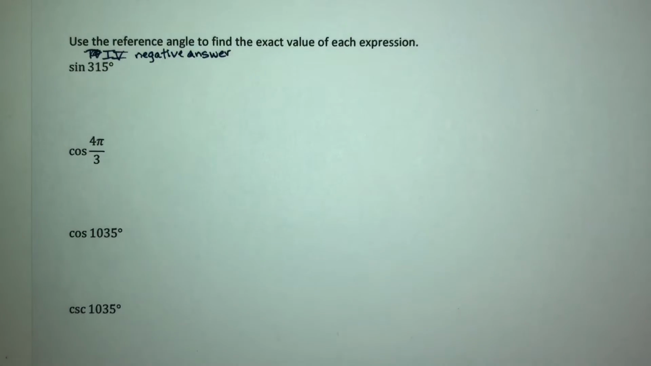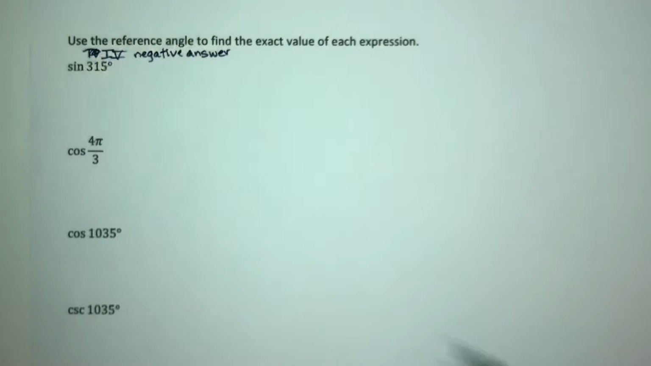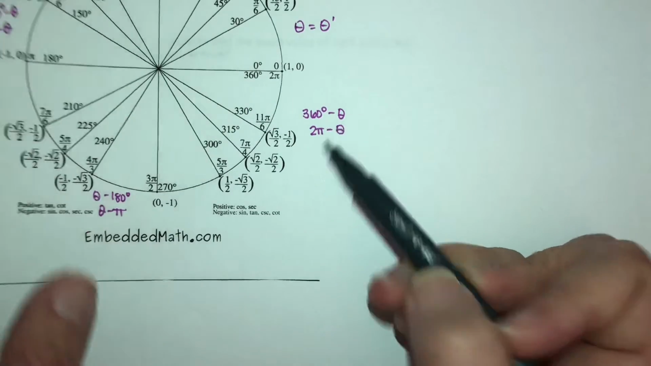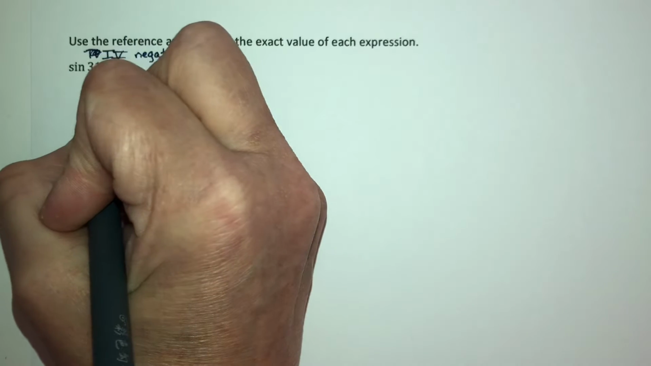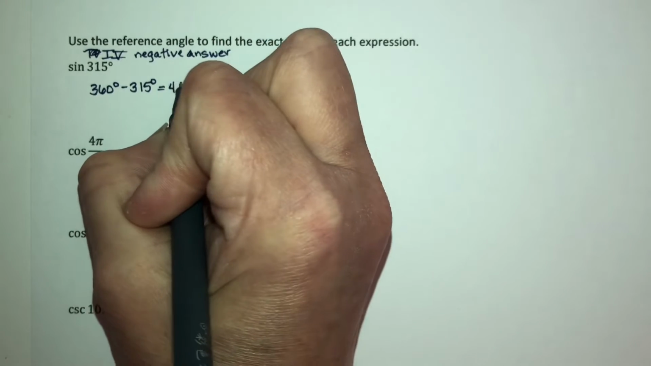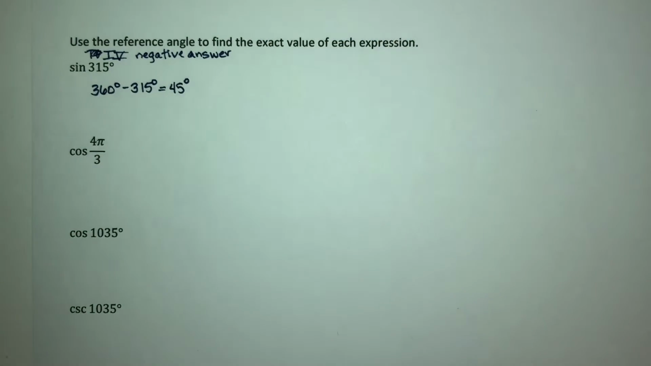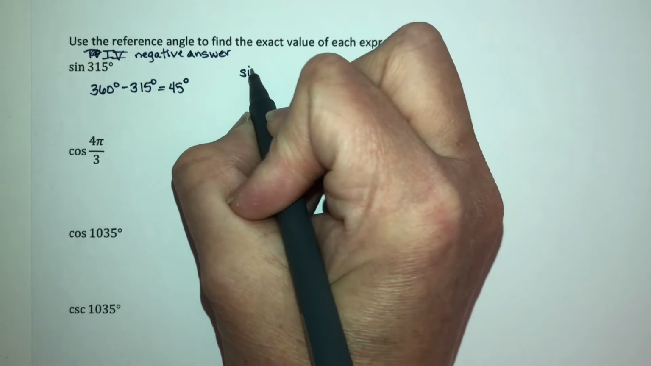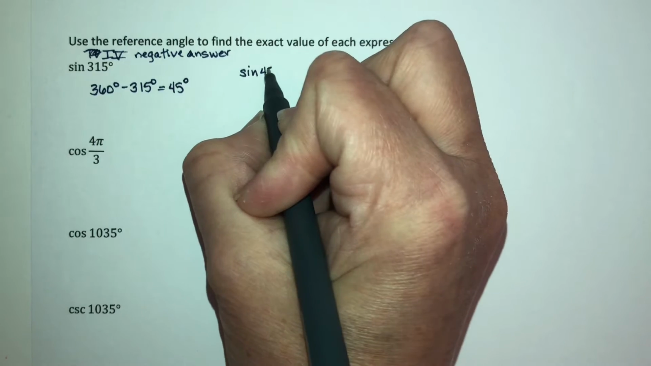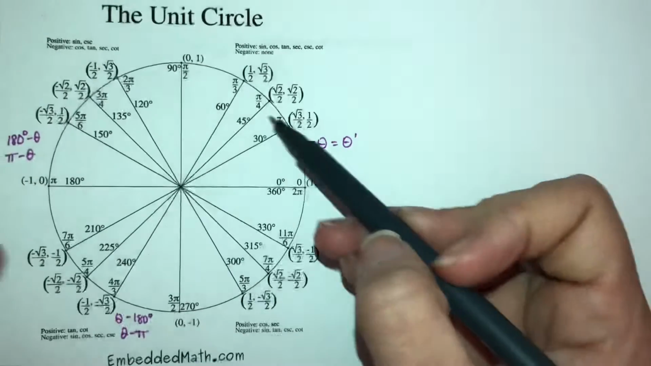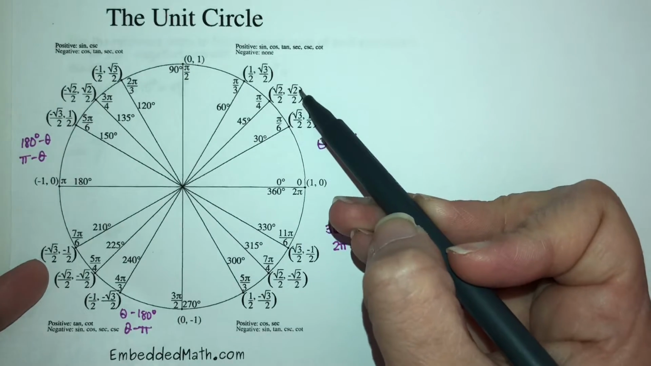Now let's find our reference angle. If we are in quadrant 4 and we're using degrees, then we do 360 minus our value. So our reference angle is a 45-degree angle. So now we're going to find sine of 45 degrees. Sine of 45 degrees is square root 2 over 2.